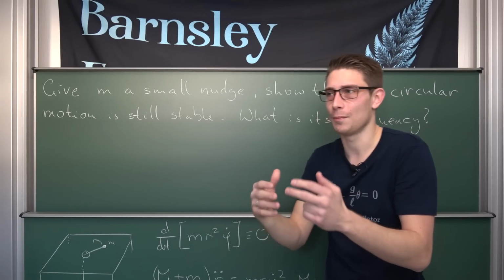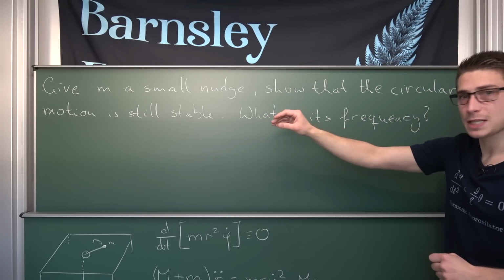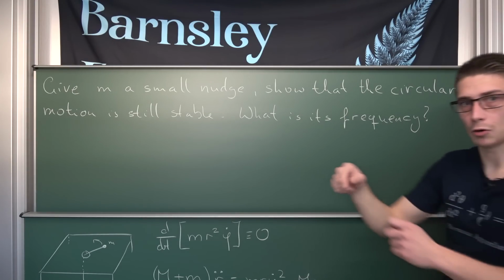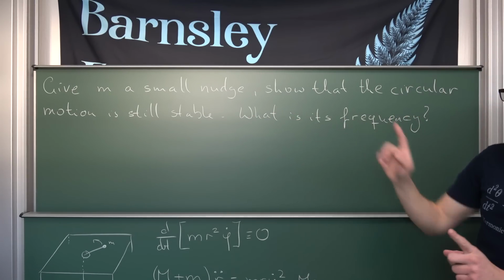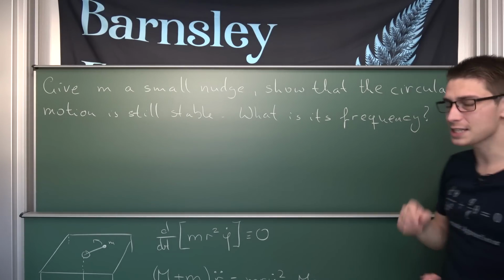This just screams for basically calculus of variations. Give M a small nudge, show that the circular motion that it has up until now is still stable, so it's going to get back to its circular motion basically. And what is its frequency?